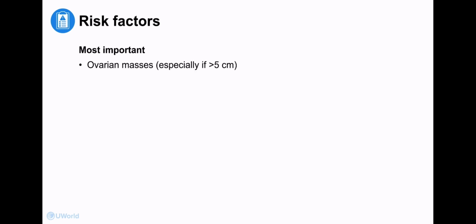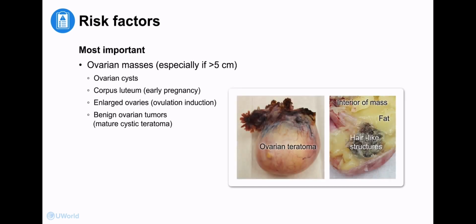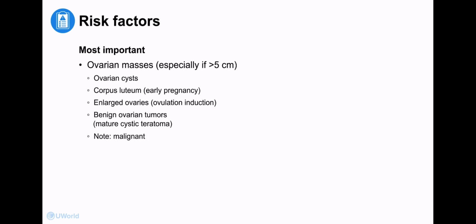Ovarian masses commonly associated with torsion include ovarian cysts, the corpus luteum during early pregnancy, and enlarged ovaries from ovulation induction treatment. Torsion is also associated with benign ovarian tumors, particularly a mature cystic teratoma. Due to the varied composition of teratomas, the mass has an uneven weight distribution, making the affected ovary prone to rotate. In contrast, malignant ovarian tumors are less likely to cause torsion as the metastasis causes increased adherence to surrounding structures. Another important risk factor for ovarian torsion is a prior history of torsion.